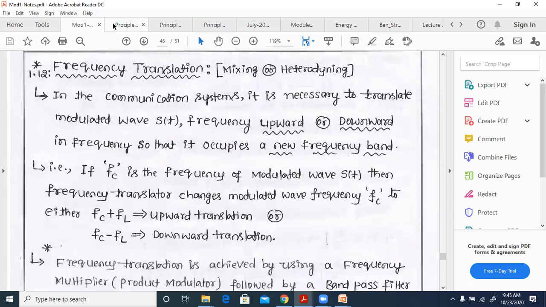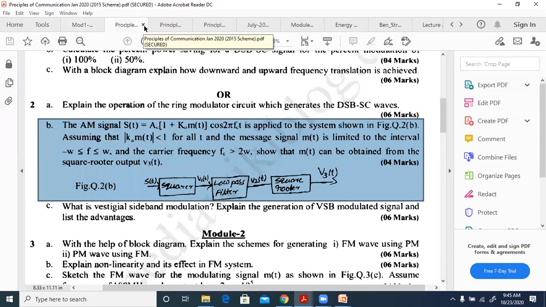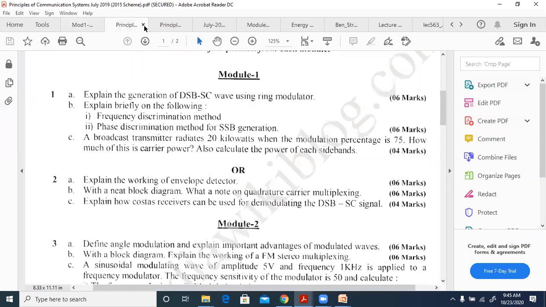Okay, and the advantages are mentioned over here, and that's what you need to list. Okay, so let us go to the next paper. We'll first finish module 1. Explain the generation of DSB-SC waves using ring modulator. This we have already explained in the earlier question paper also. We will not go through it again, right? Explain briefly the following: frequency discrimination method and phase discrimination method for SSB generation. Okay, so these two methods we need to discuss for SSB generation, right?